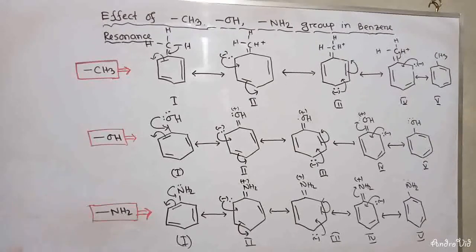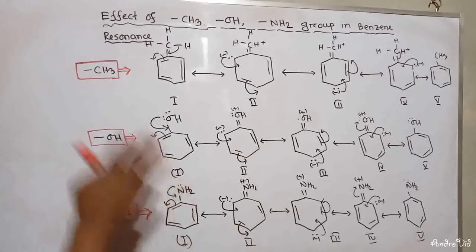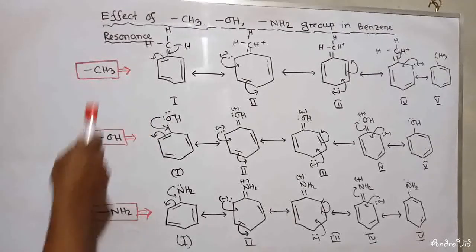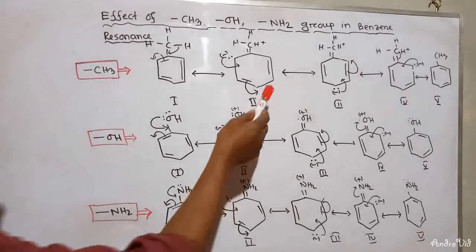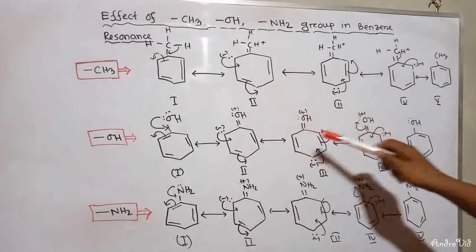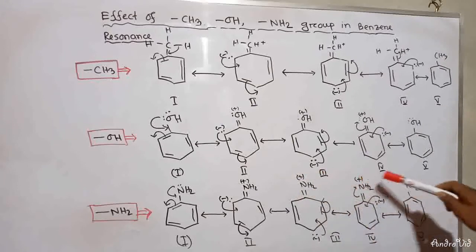At the same time, in case of NH2, there also is a lone pair of electrons, and it also acts through the positive mesomeric effect. And the resonance structure of NH2 is just like CH3. So I don't want to explain the resonance structure of NH2. Now the point that I would like to mention is, if you analyze all the resonance structures of methyl, OH and NH2, then you will get structure 2, 3, 4.